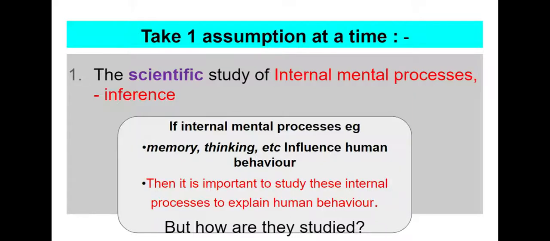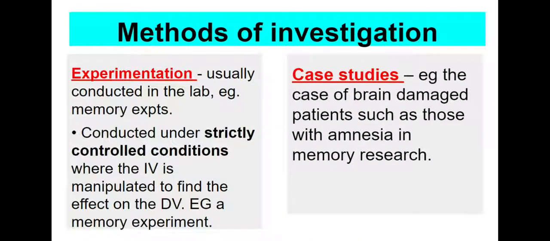Right, okay, so we're looking at the first assumption. If we think that all these internal mental processes can influence our behavior, for example, your memories will influence how you behave, it is going to therefore be important to study them. But how can you study these? They're mainly studied in two ways, 2 techniques, 2 research methods. The first method is by experimentation.